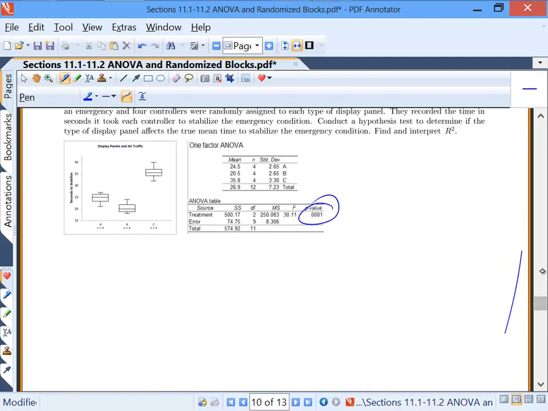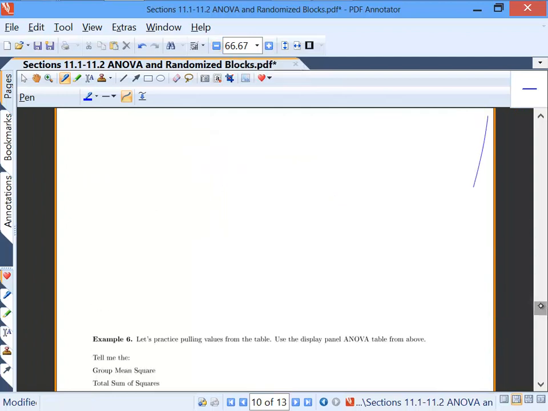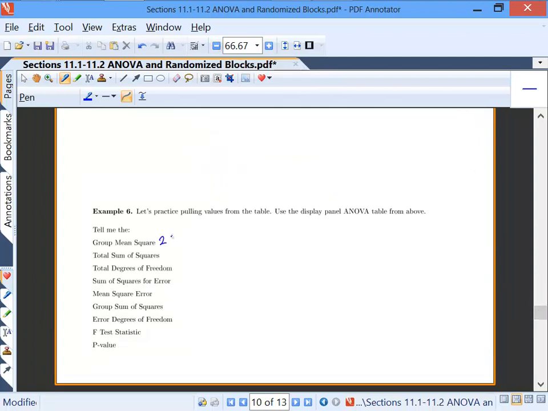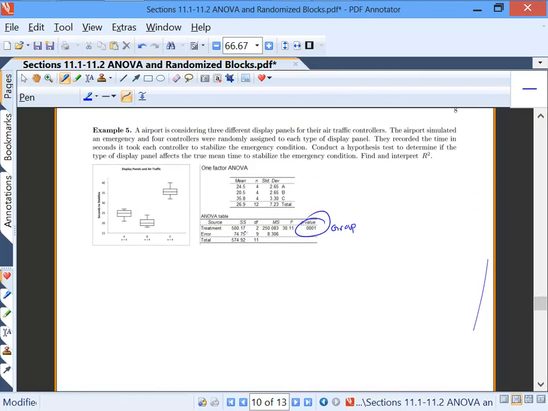So we're using this ANOVA panel. Okay, remember treatment is your group row. So group mean square is $250.0.83. Okay, total sum of squares. To do total sum of squares, total sum of squares for S, that looks like 574.92.